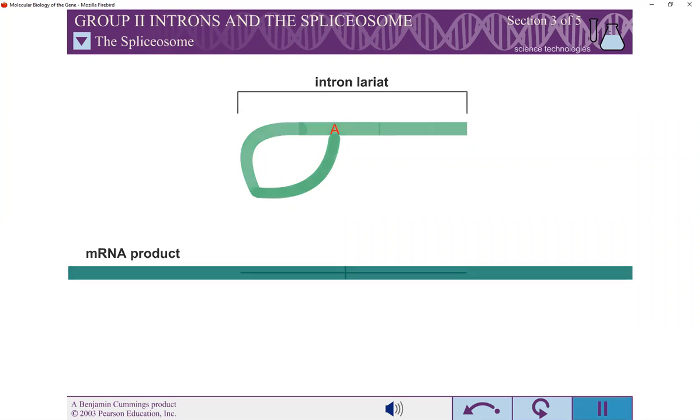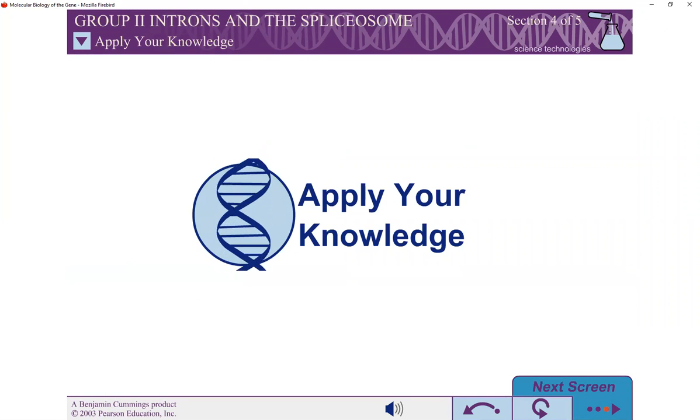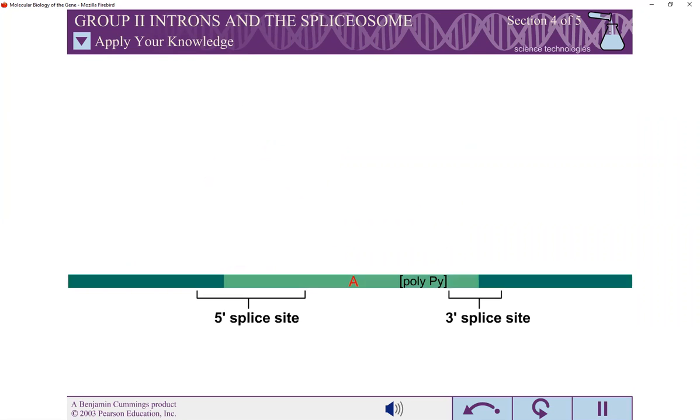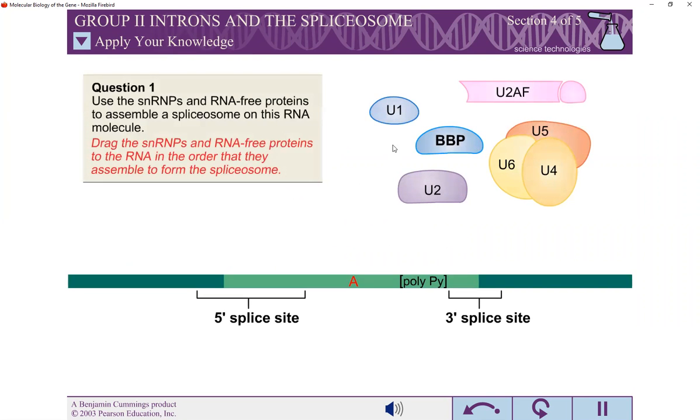Next. How well do you understand the spliceosome? In this section, you will find out how well you understand the spliceosome complex, so you will have to look at this particular section. Question 1: use the SNRPs and RNA-free proteins to assemble a spliceosome on this RNA molecule.